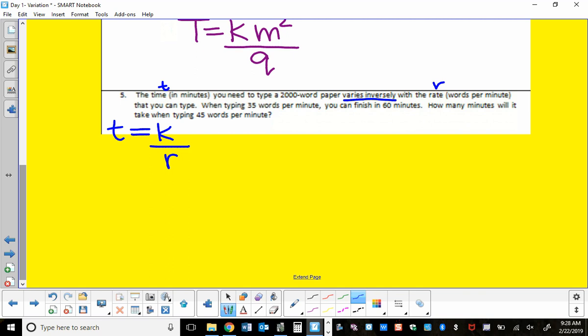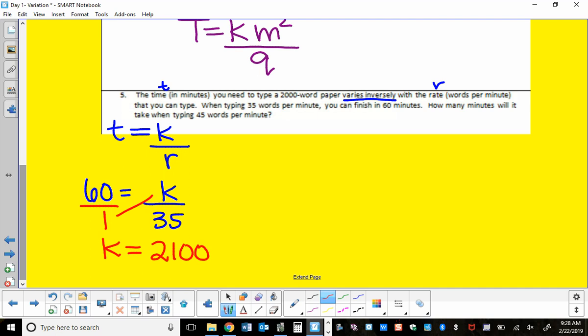When typing 35 words per minute, that's my rate, you finish in 60 minutes. So that's my time, 60. So let's find my K. I'm gonna make this a proportion and cross multiply, so I get K equals 60 times 35, which is 2,100.